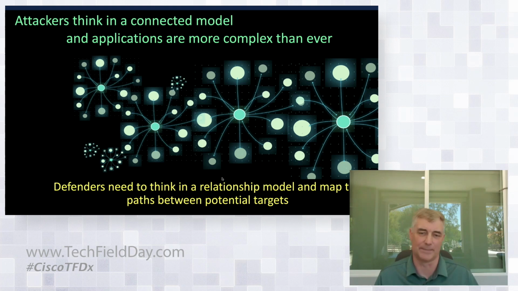We also have to think a little bit differently. This interconnectedness of our multi-IT environment allows the attackers to think in a connected model. And the applications that they're going after are more complex and interconnected as well. So we need to start to think as defenders in a relationship model, a relationship map that maps the paths and the relationship between the targets, so that we have a very good, crisp view of not the profile of an individual server, like maybe a web server, but all of the dependencies that it comes with.